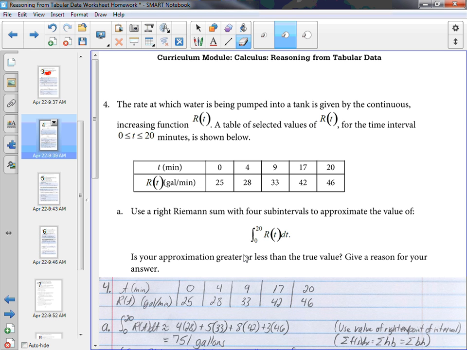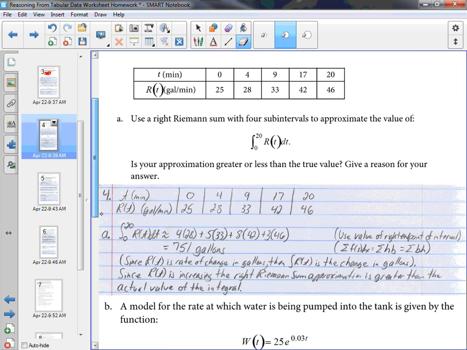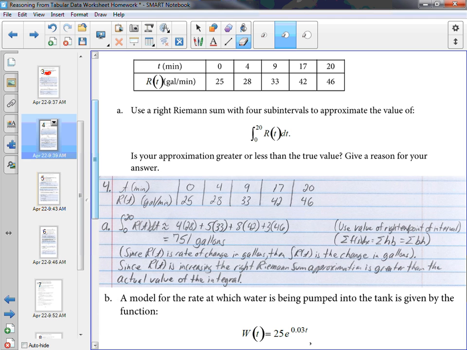A table of selected values from 0 to 20. Use a right Riemann sum. Okay, good. This follows up our number 3 then, doesn't it? Use a right Riemann sum with 4 subintervals to approximate the value of the integral from 0 to 20.